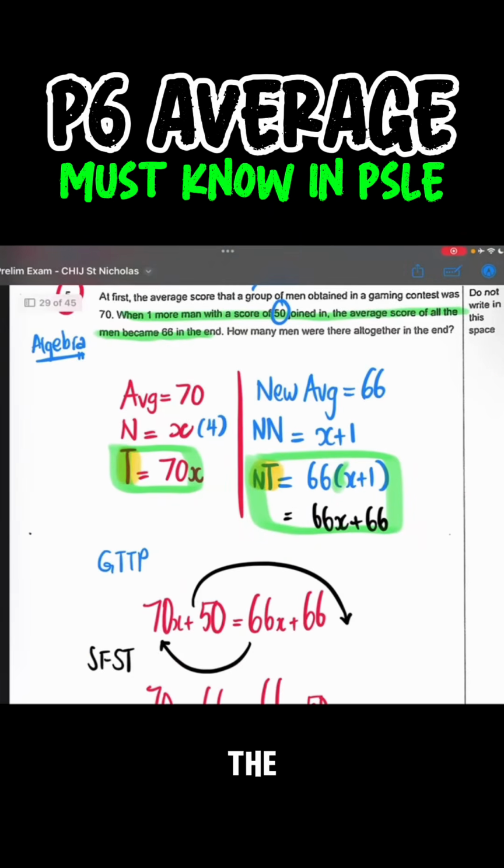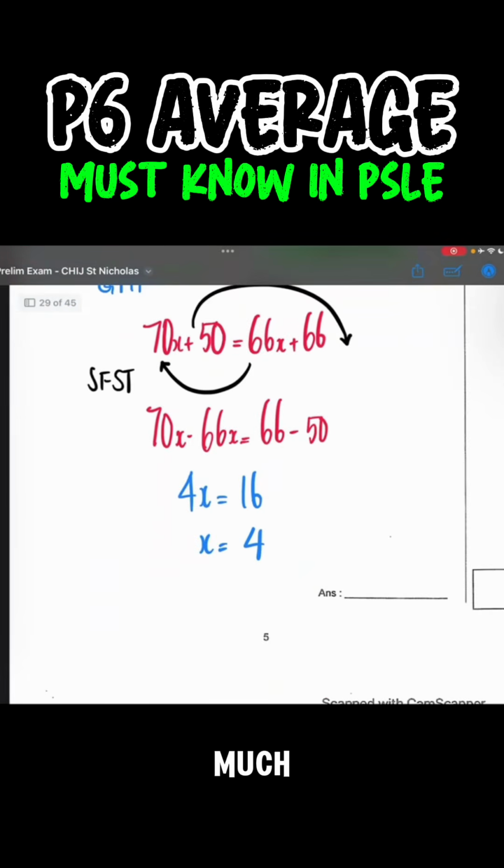But the question is not asking us for the number of men at first. The question is asking how many men there were altogether in the end. That means I need to fix my eyes on this. This basically is x plus 1, which gets me to 4 plus 1, which is 5. So how many men were there altogether in the end? The answer has to be 5.